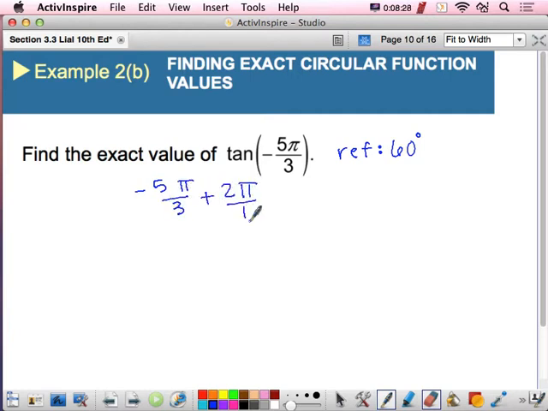Now the problem here is, can you add pi's together? I can. And if you're not sure, you just add negative 5/3 plus 2. You're holding a calculator, so you could add negative 5/3 plus 2, right? All right, do it and tell me what you get. Negative 5/3 plus 2. Type it in.